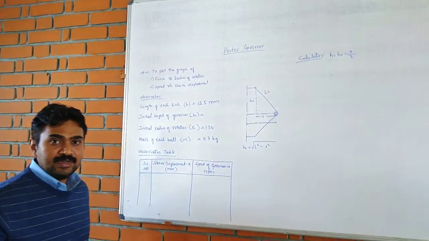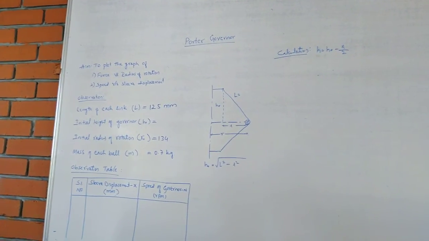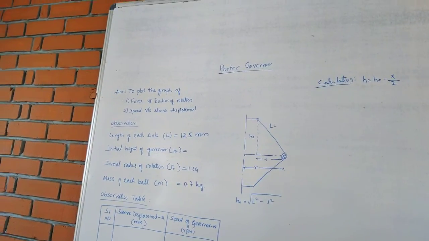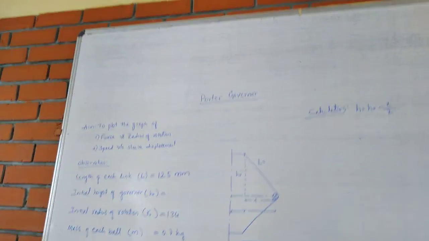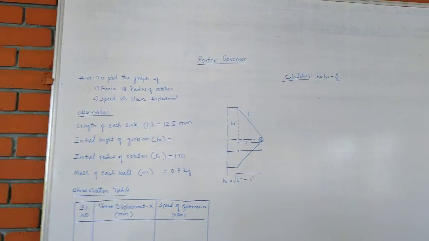I welcome you to the design lab, and now we are going to start with the experiment Porter Governor. So the Porter Governor, the aim of the experiment is to plot the graph of force versus radius of rotation and speed versus slew displacement.